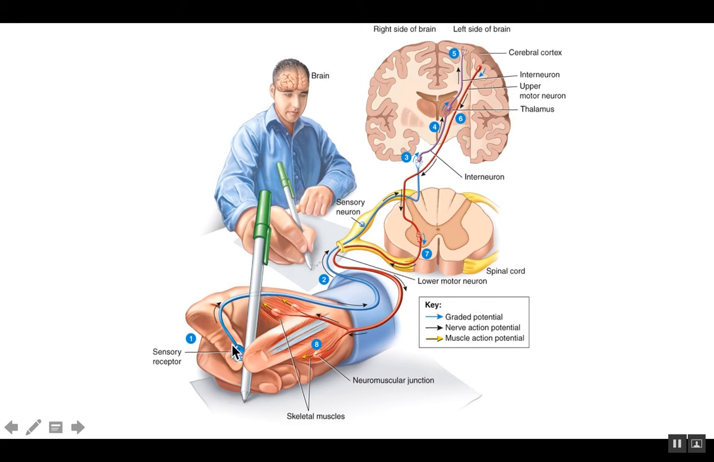And the action potential is going to propagate along the axon using voltage-gated sodium channels and voltage-gated potassium channels. That action potential travels along this long axon. This neuron enters the spinal cord, which we'll talk more about in the next chapter. But notice it's entering in the spinal cord. It's ascending up the spinal cord and it reaches a synapse.